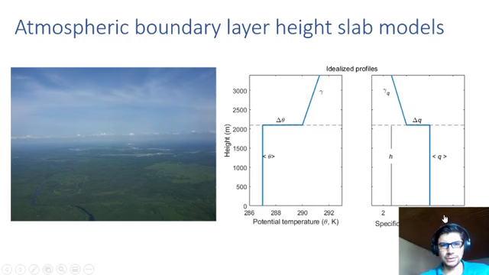But perhaps the best way to understand all these complex processes that drive the boundary layer height is to use models. In this case, I use slab models or mixed layer models, where we assume a homogeneous profile in potential temperature and specific humidity, and we also assume an infinitesimally small jump in potential temperature and specific humidity as well, and a lapse rate or gamma value that determines the slope in that increase in temperature.